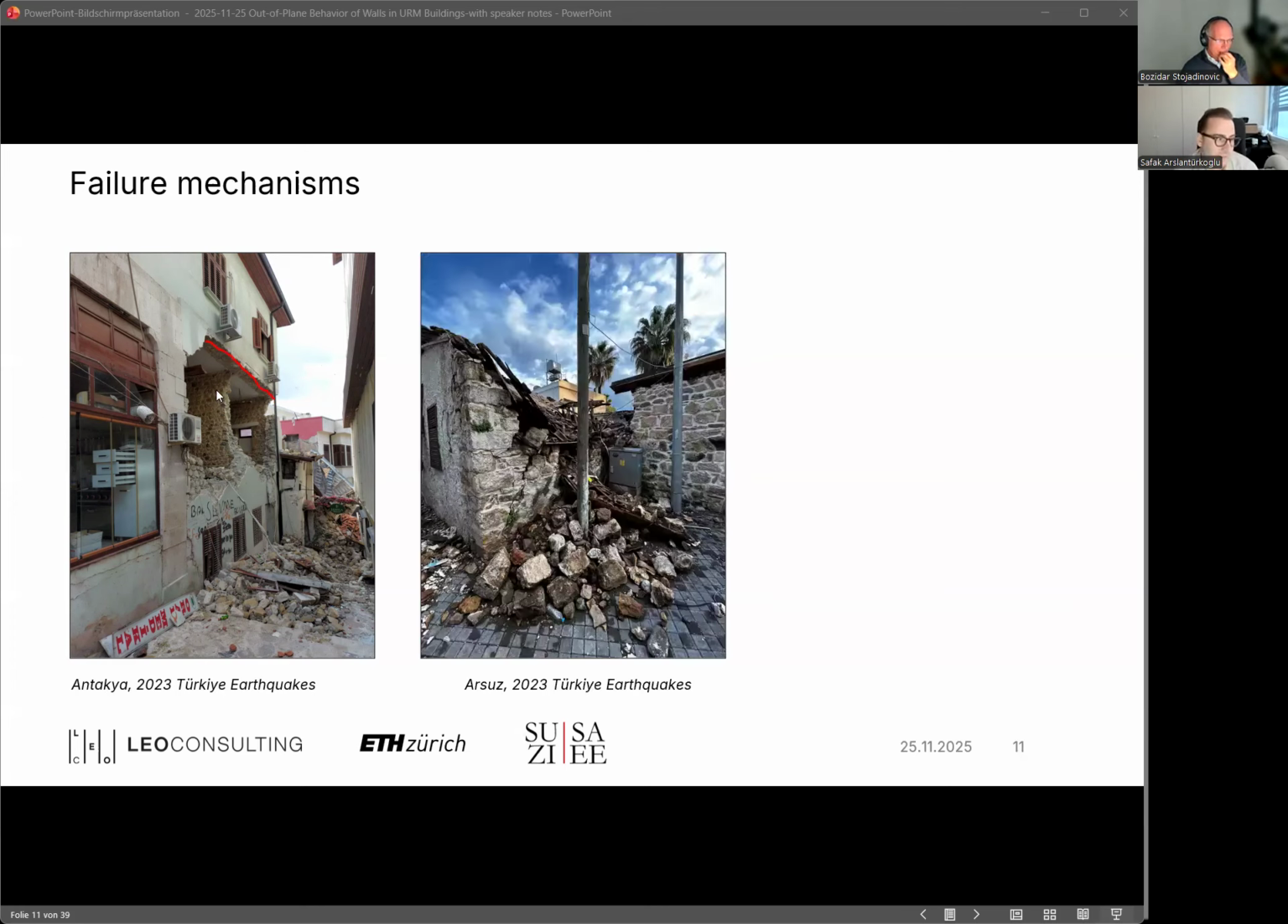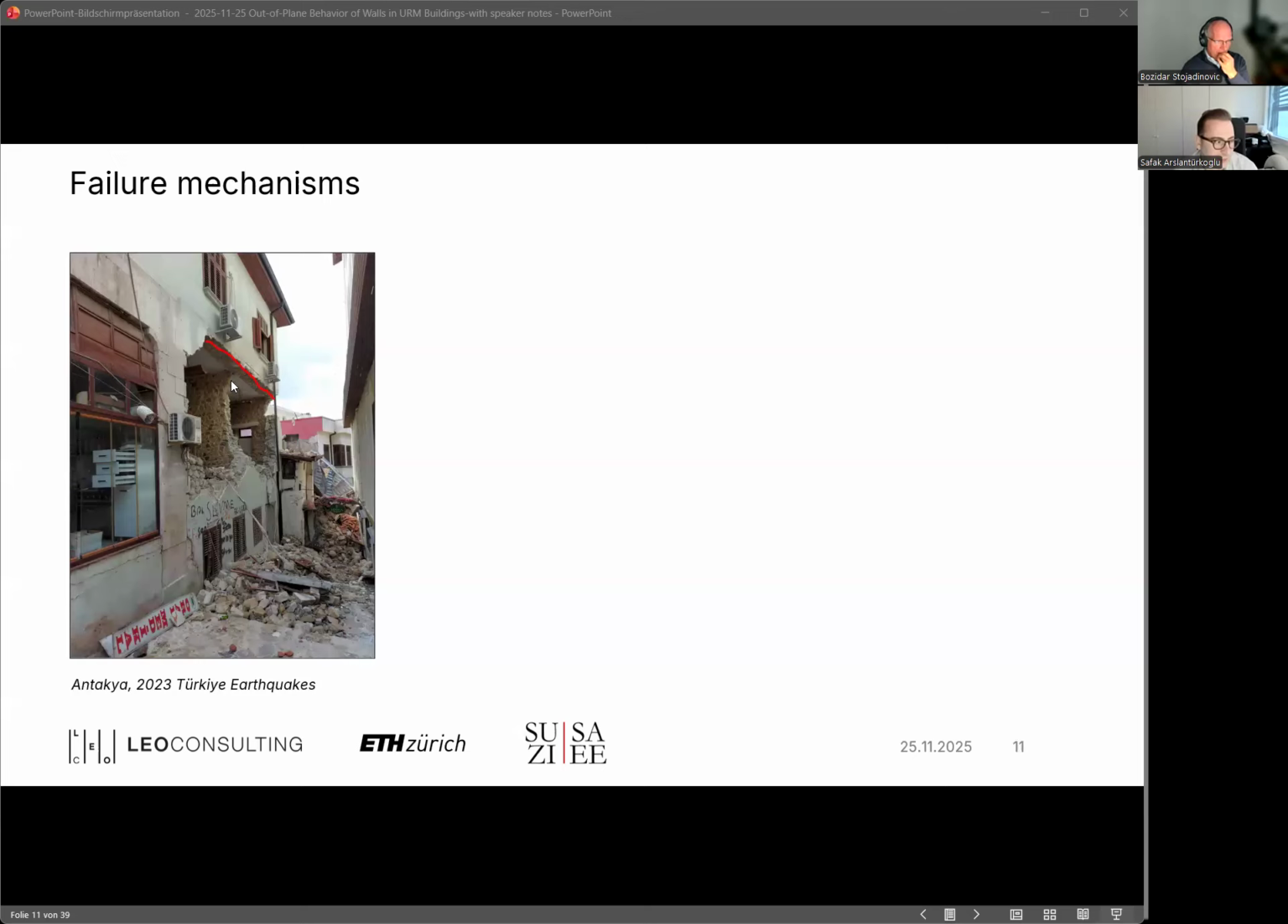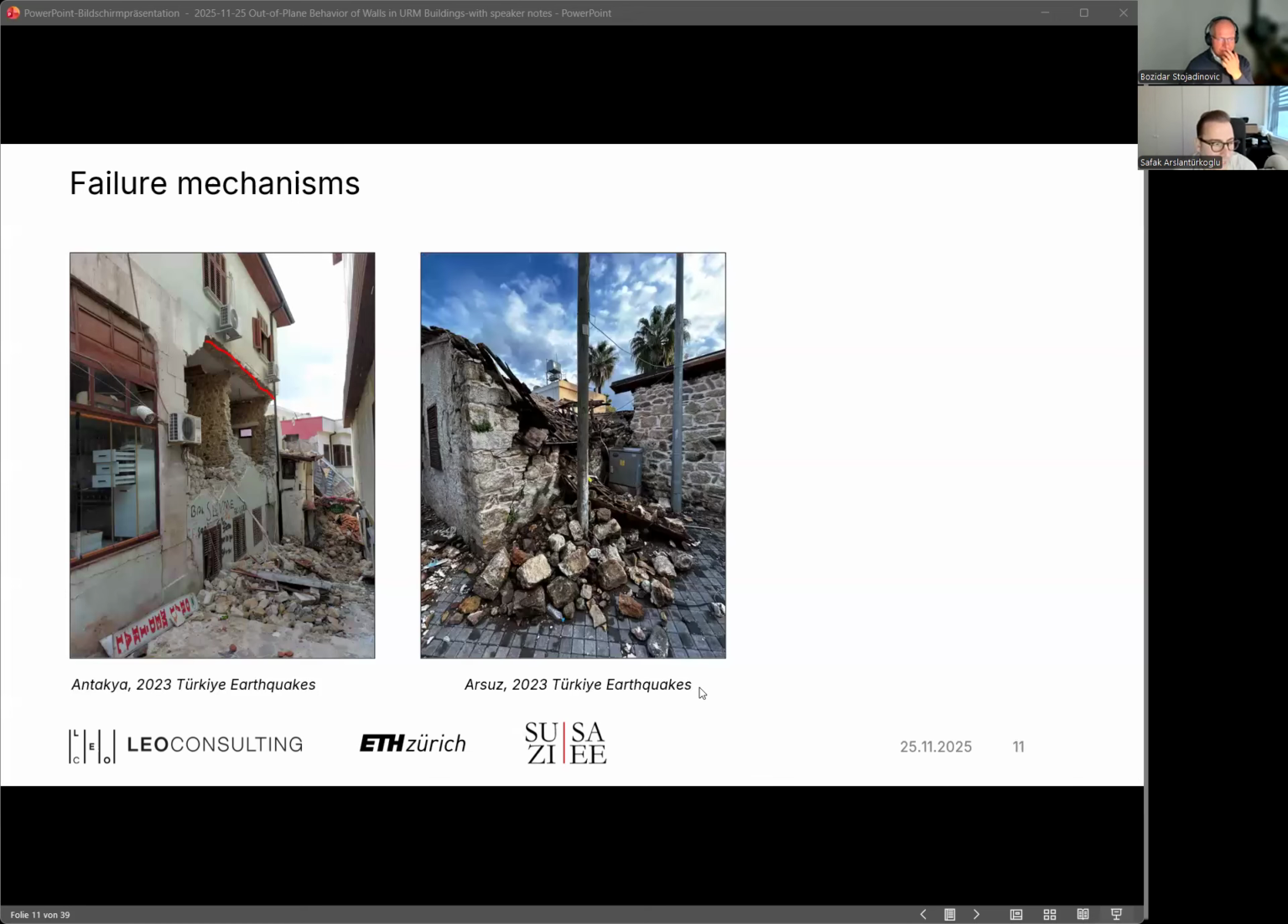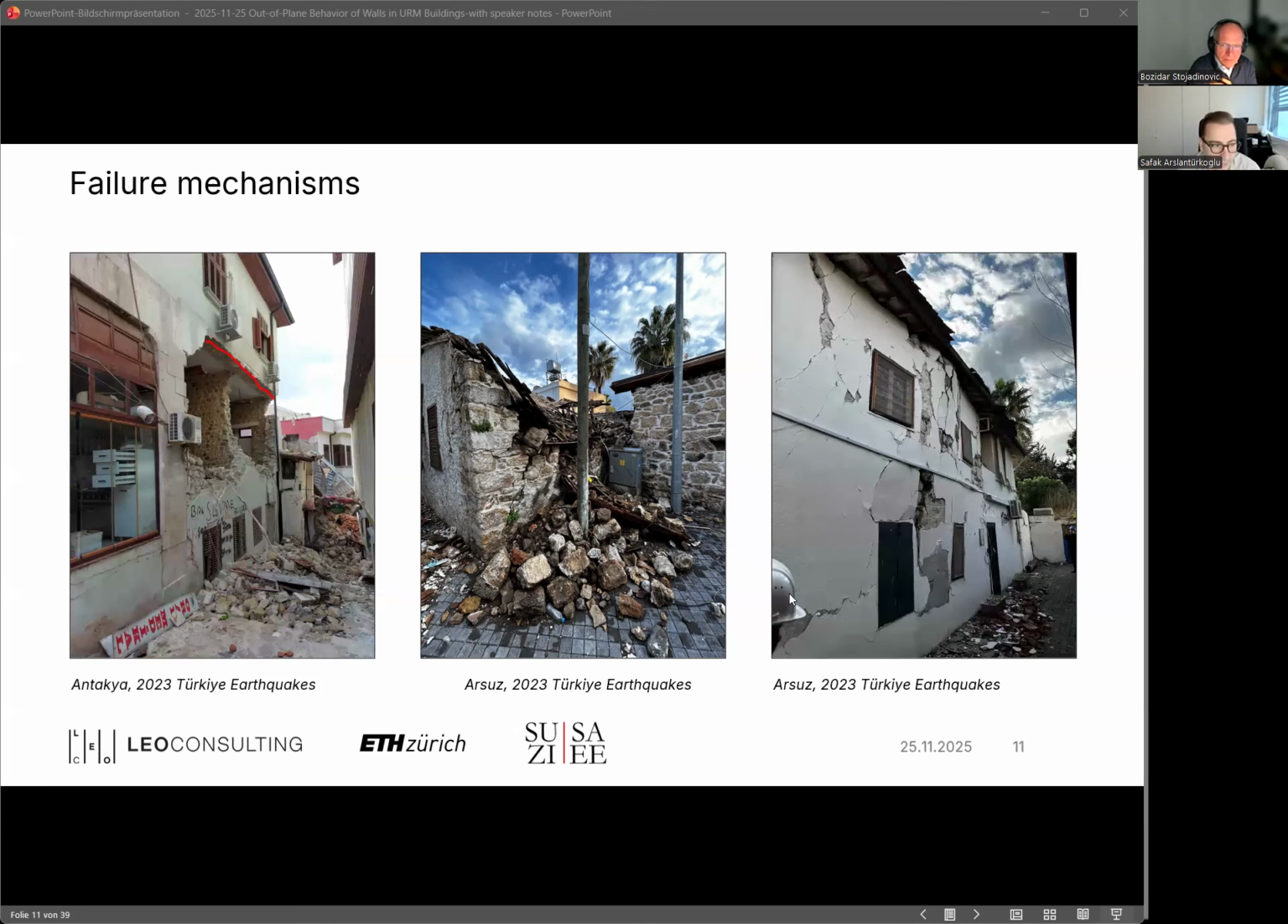In general, it was not very common to see connections between the facade walls and the orthogonal walls, as in the one here. There's no connection, and here is the wall that has failed. More examples from Arsus, south of Antakya: a number of buildings where large masonry units disintegrated and fell out of plane. That usually indicates a lack of integrity within the wall itself. This is common in walls with weak mortar or poor bond between the units.